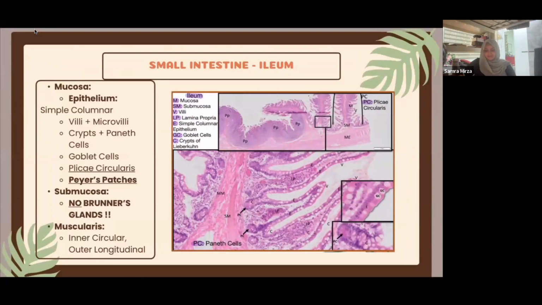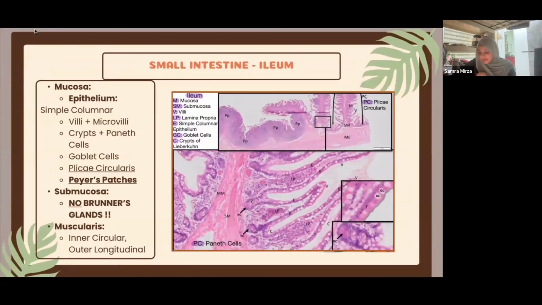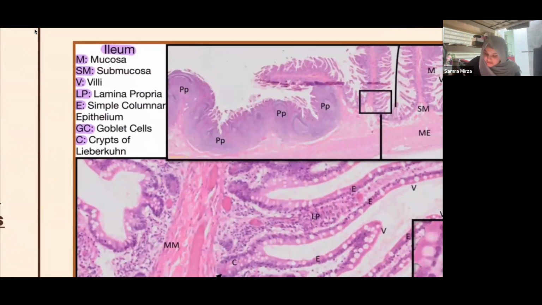Now, the ileum also does have plicae circularis at some point, but they're not as pronounced as they are on the jejunum. Another thing to note is that the ileum has something called Peyer's patches, and these exist in the mucosa, and they can sometimes protrude down into the submucosa. So this entire dark purple layer is our mucosa, and in here you can see these little sections, and these are our Peyer's patches.